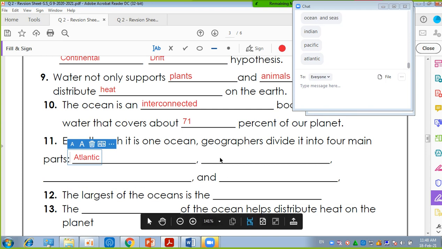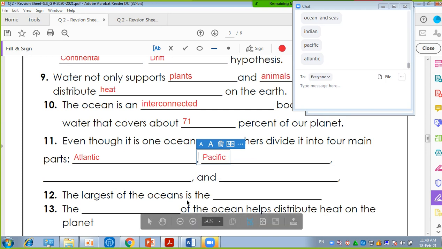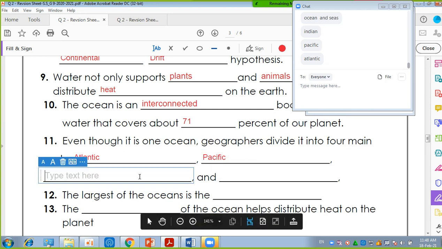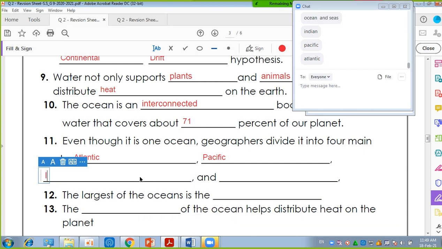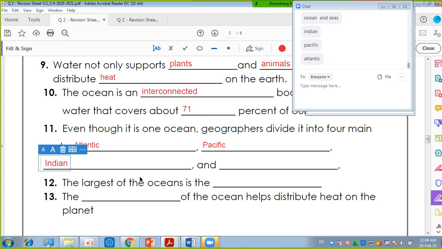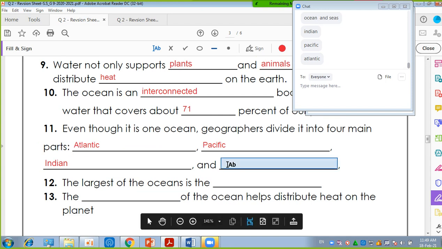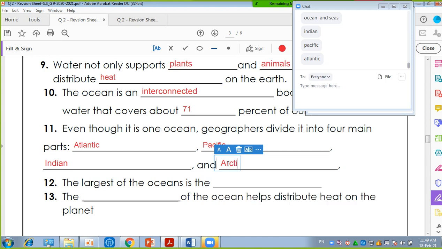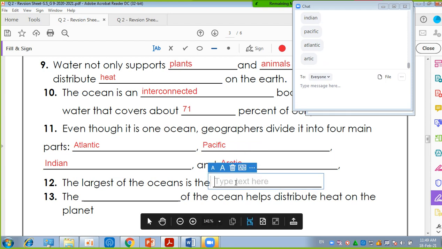So we have the Atlantic Ocean, the Pacific Ocean, the Indian. You are missing another one. What do we call it? The Arctic. The Arctic Ocean. Thank you.